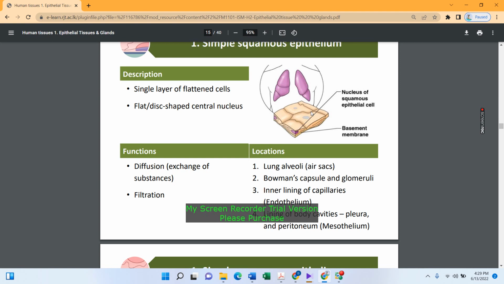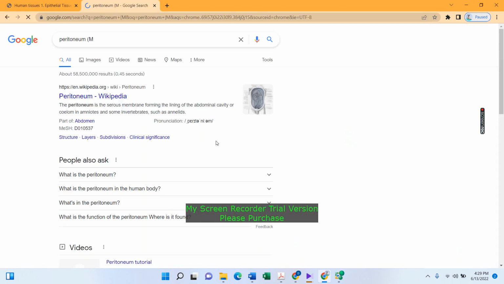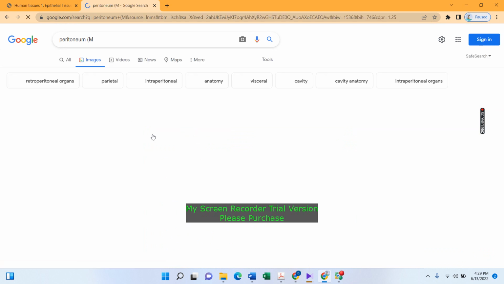Peritoneum is the epithelium in the gut. So what do we call it? Let's just Google it out. I'm not sure about it. Peritoneum, mesothelium. Inner lining of abdominal cavity. So it's the inner lining of the abdominal cavity.